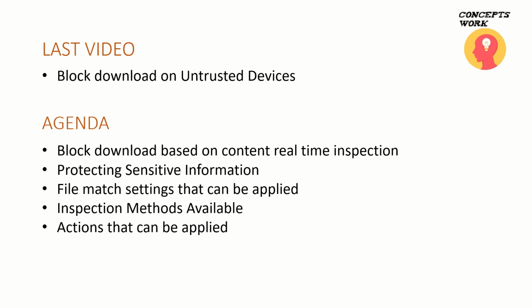Whereas the scope of this video will be knowing how you should apply content inspection as well. What exactly it means when we say protecting sensitive information. What are the file match settings that can be applied? What are the inspection methods that can be applied? And what are the different actions that can be applied on a typical policy or for a typical scope altogether?